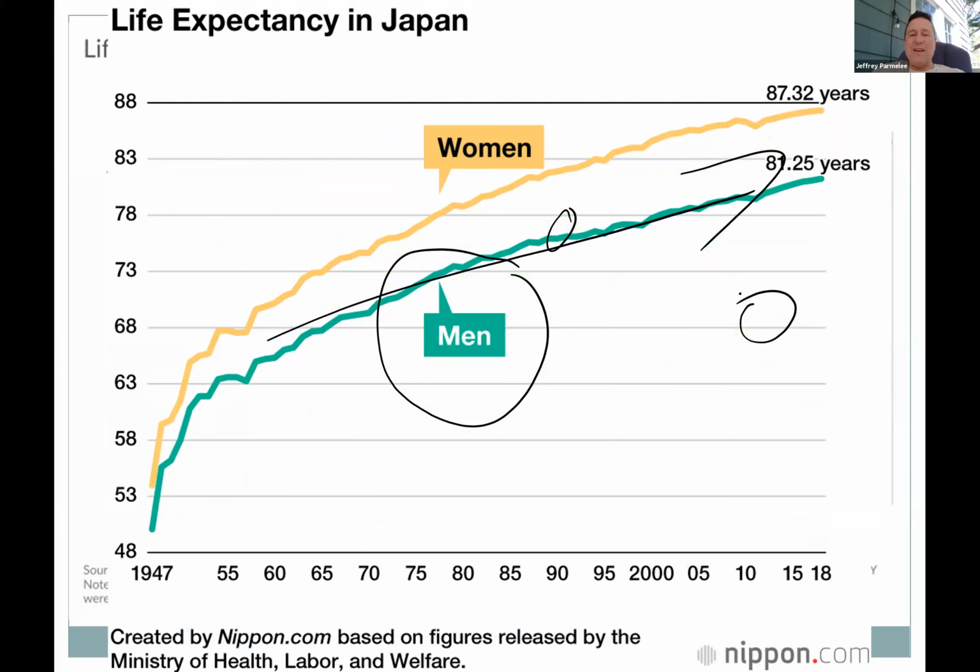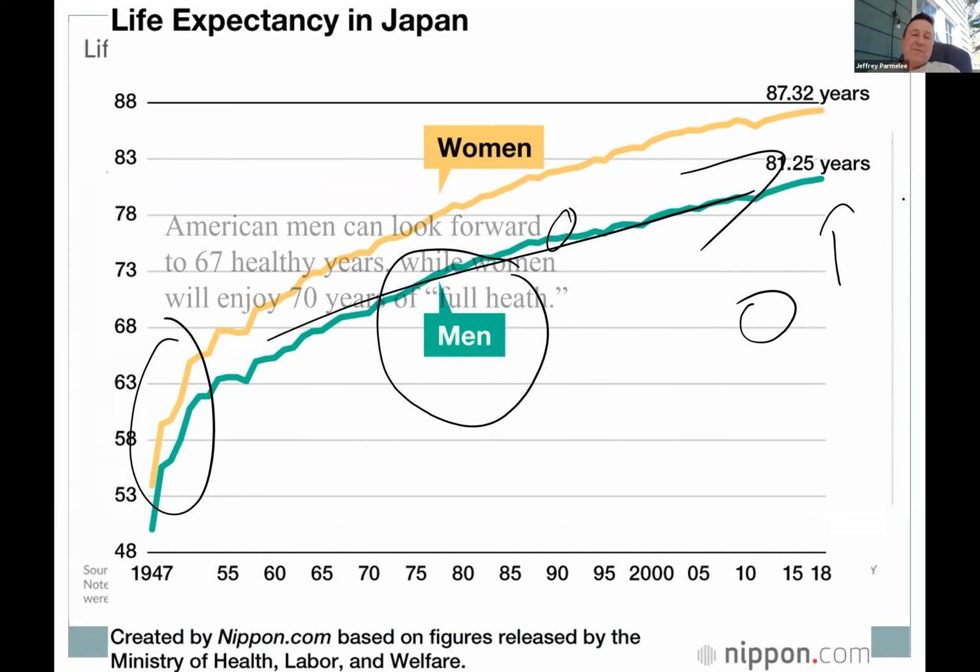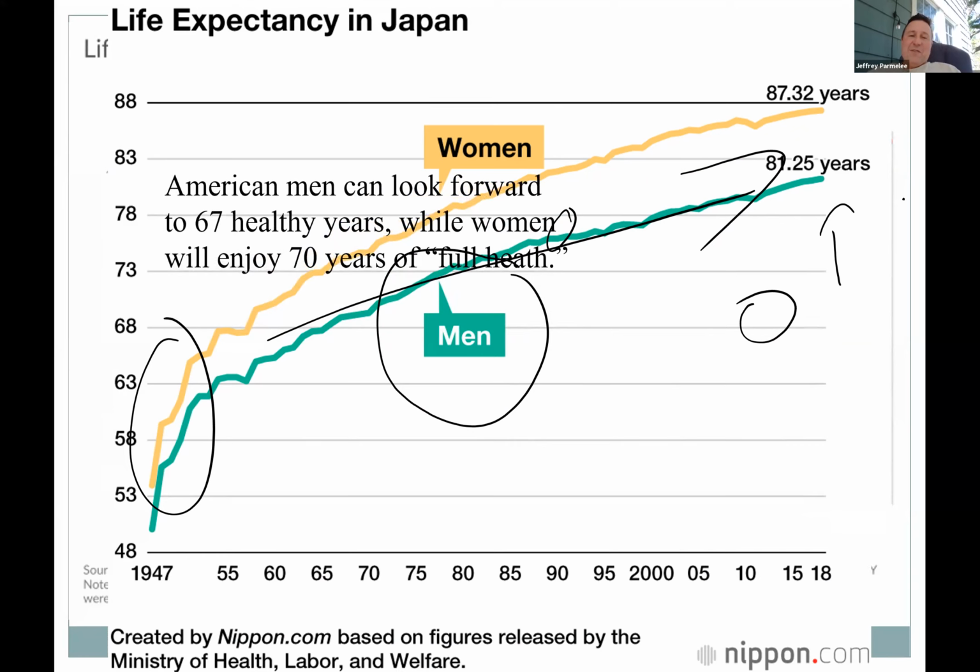This just shows in Japan, for instance, lifespan increasing. Look, in the 40s, you expect to live into your 60s, on average, and now 80s. And I put this also to show the differences in males and females. So American males can look forward to 67 healthy years. Well, women, 70.